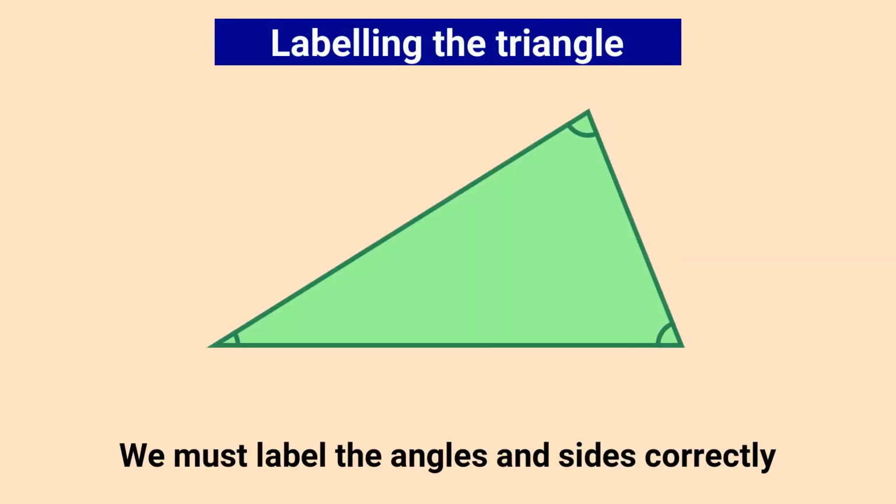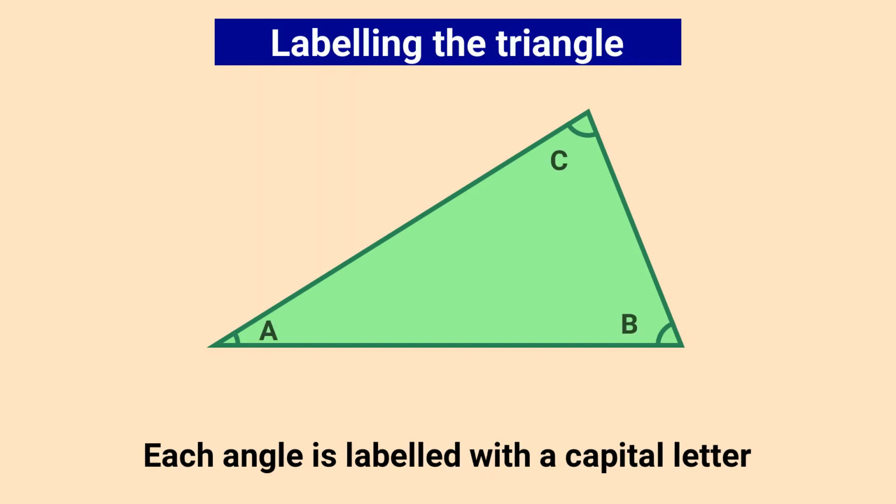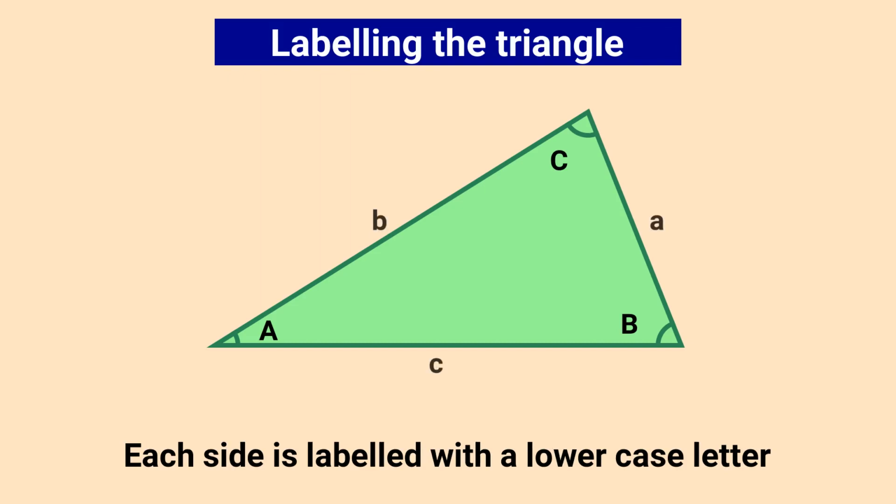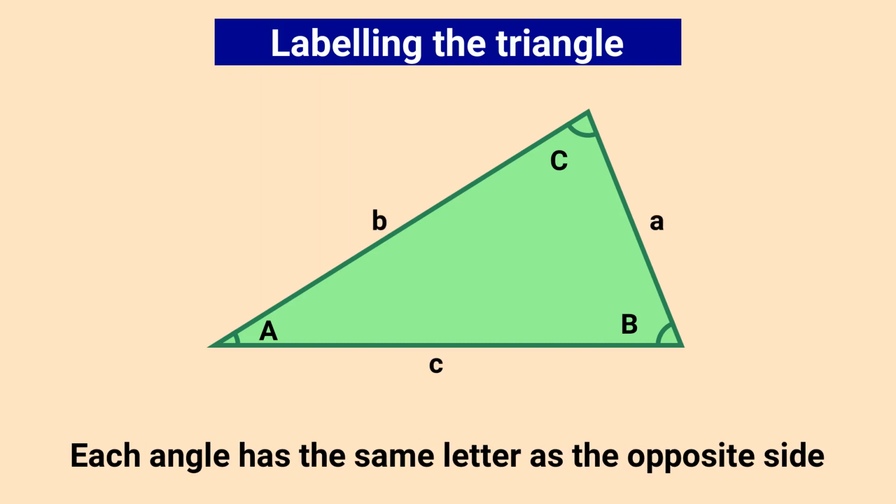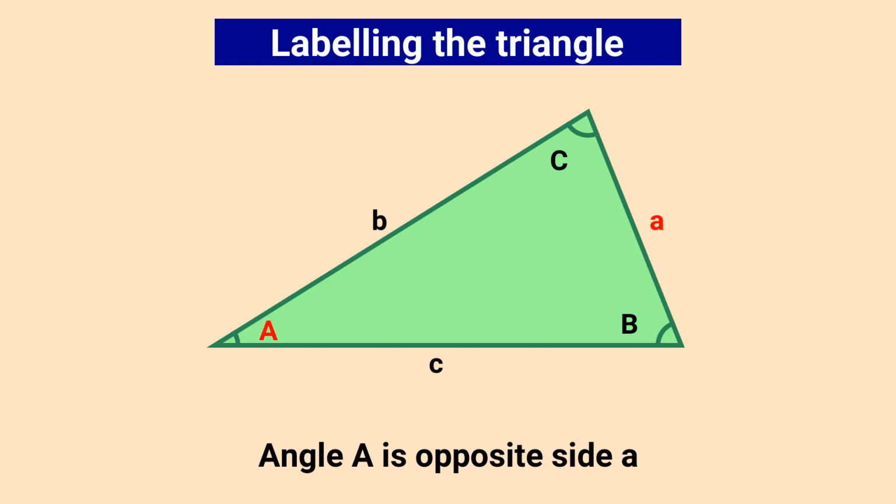Before we look at the sine rule, we need to understand how to label the angles and sides correctly. Each angle is labelled with a capital letter. We use A, B and C. Each side is labelled with a lowercase letter. Again, we use a, b and c. The important thing is that each angle has the same letter as the opposite side. Angle A is opposite side a. Angle B is opposite side b. Angle C is opposite side c.